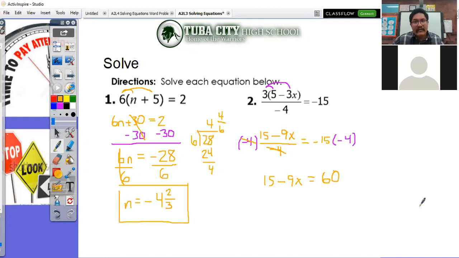Now from here, we got rid of that dreaded fraction. So it's going to be a much easier problem to work with. From here, we would just use our more commonly known basic steps. So minus 15 from both sides, -9x equals 45.